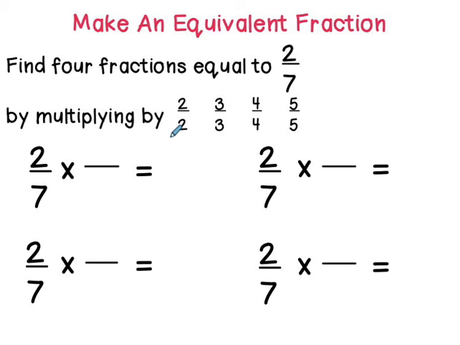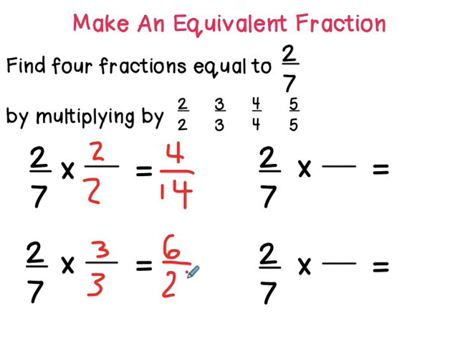One more practice. We have the fraction 2/7, and we're going to multiply it by each of these numbers equal to 1. So for the first one, we'll do 2/7 times 2/2. 2 times 2 is 4. 7 times 2 is 14. Therefore, these are equivalent fractions. 2/7 times 3 over 3 is 6 over 21, another equivalent fraction.